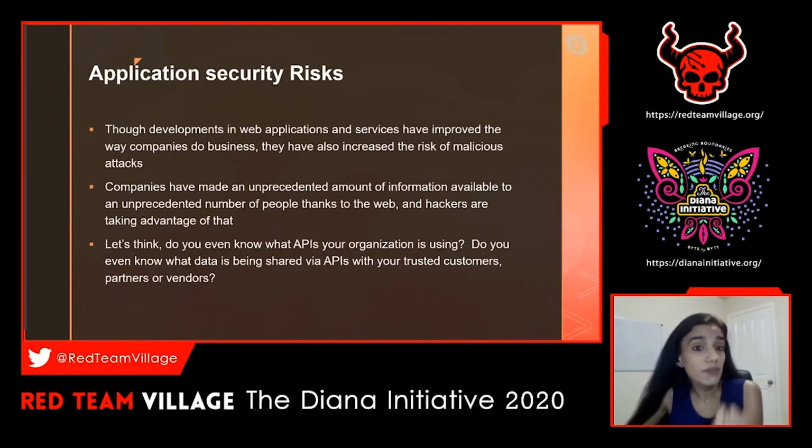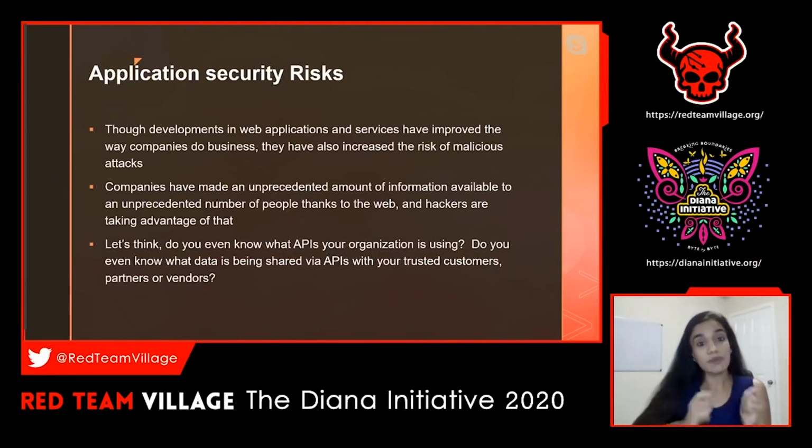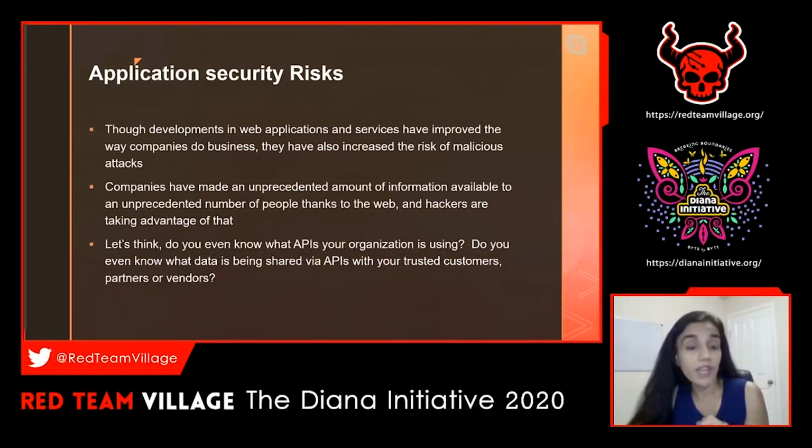Let's think, does everybody in the organization know how many APIs you're using? Do you even know what data is being shared in those APIs and how it's being shared, how your customers, your partners or vendors are using those APIs? Many organizations are not even keeping their API inventory up to date. And if you're not aware of your APIs, how will you protect, secure, and monitor them? You need to enter all your APIs in an API registry, whether it's a new API or an old API. Ask your application security team to find those APIs and assess them as well.